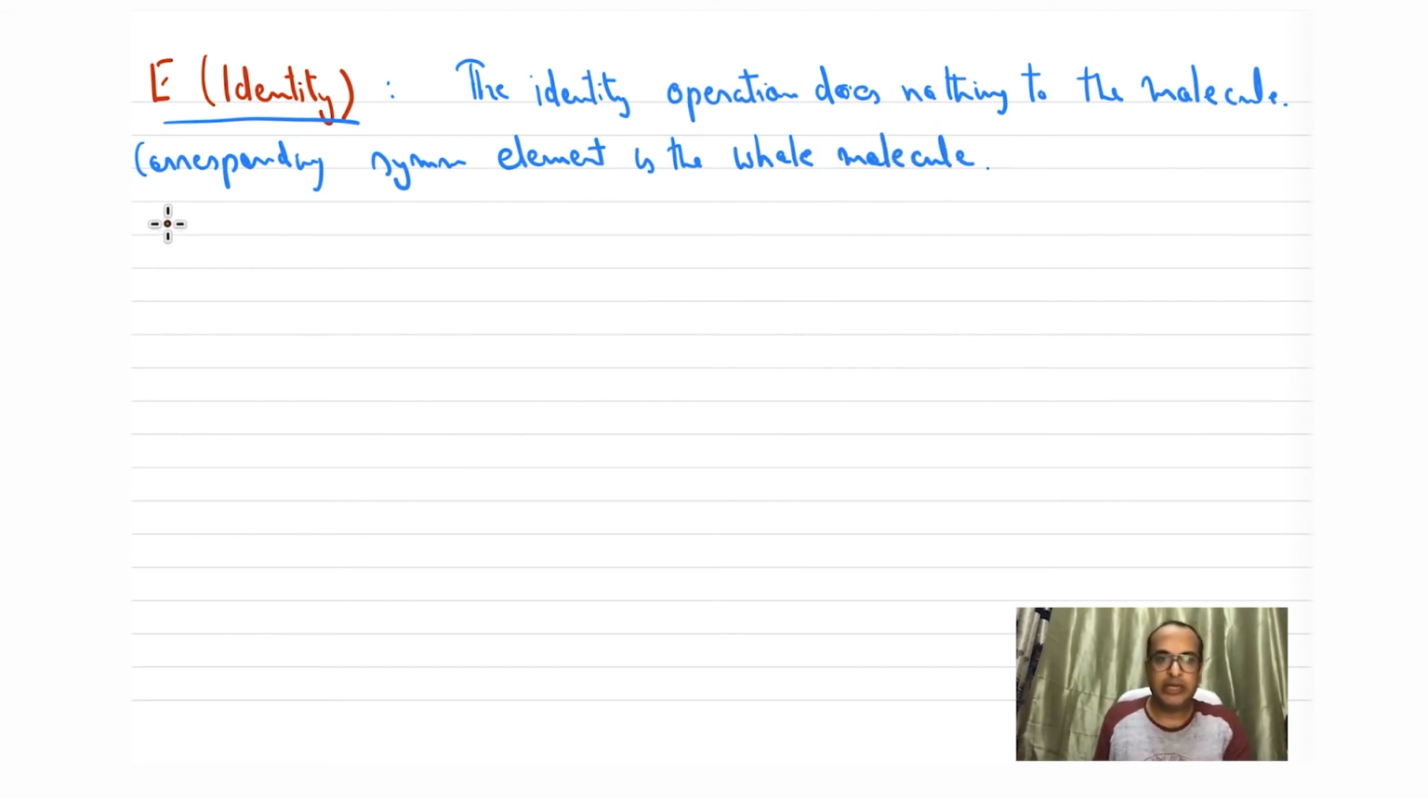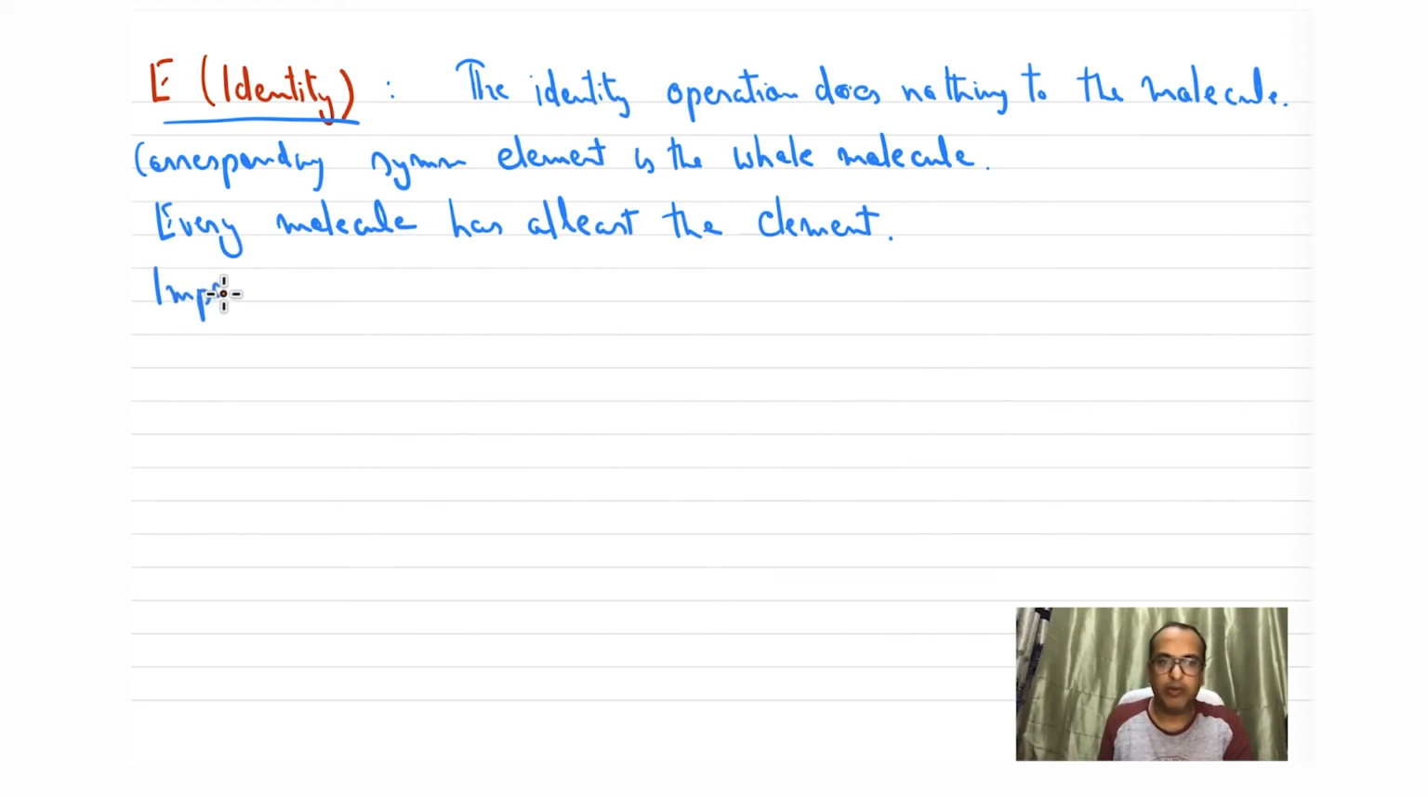So then we can say that every molecule has at least this element. This element is ubiquitous in nature. It is present in all molecules. Every molecule has this symmetry element. Now, what is the importance of this? Why do we have it?